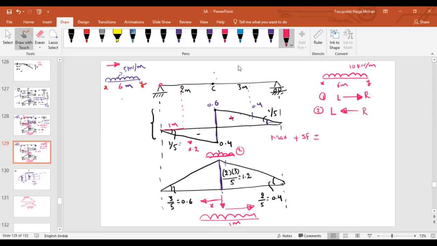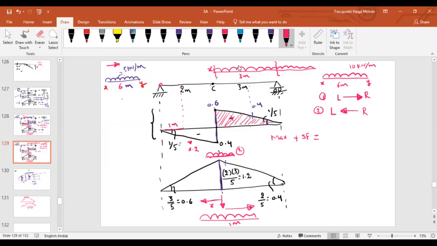If X is matching with exactly C, what is happening? Total length is 3 meter. Total length of the UDL is 6 meter. But how much portion we have to consider on the beam? Only 3 meters, sir. Even though the length of the UDL is more than the beam, how much length of the UDL is covering? 3 meter only, right? So this is your point X. So this entire part is coming into the picture, isn't it?